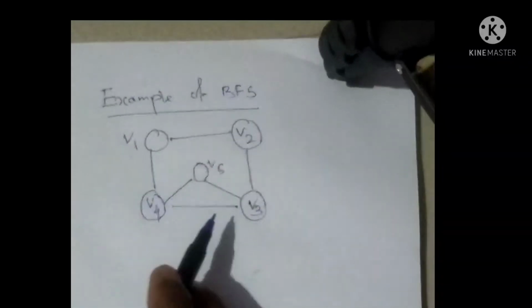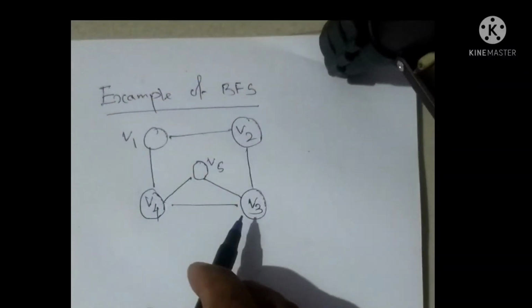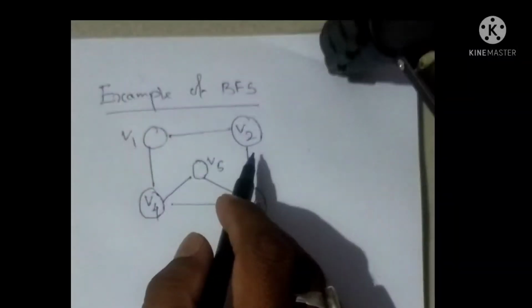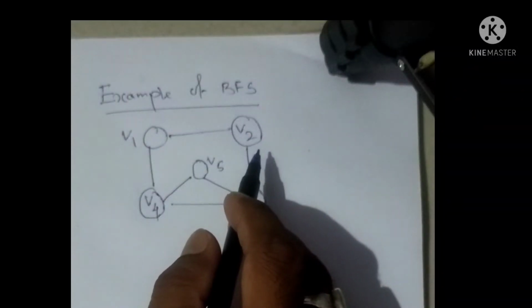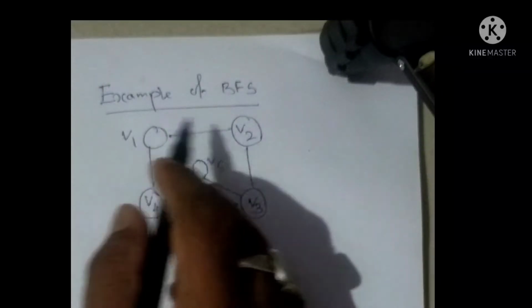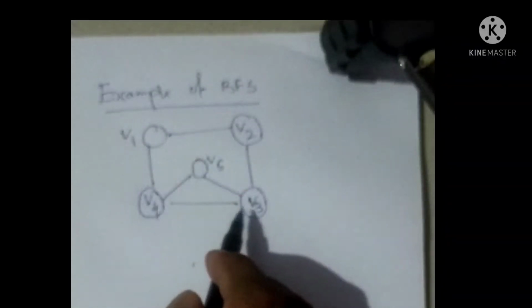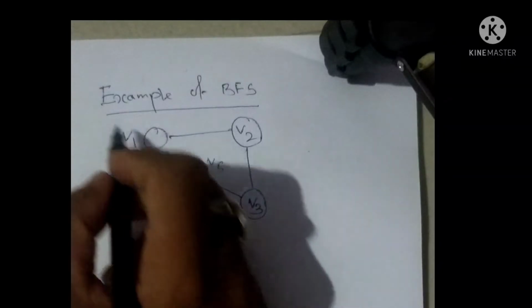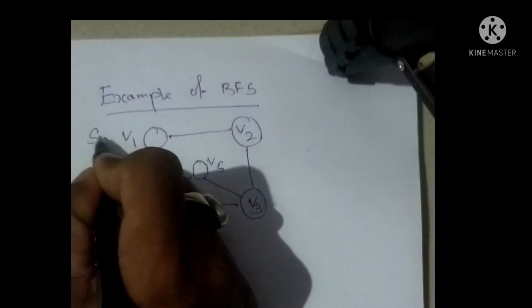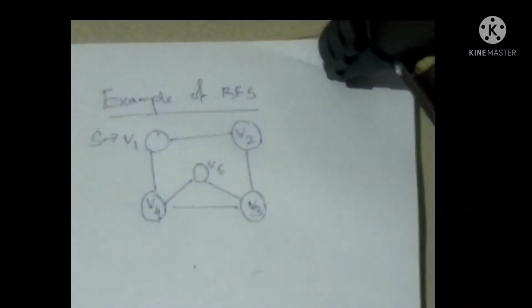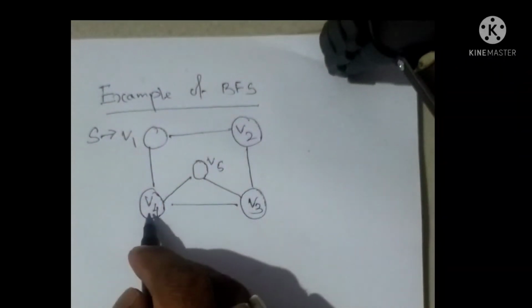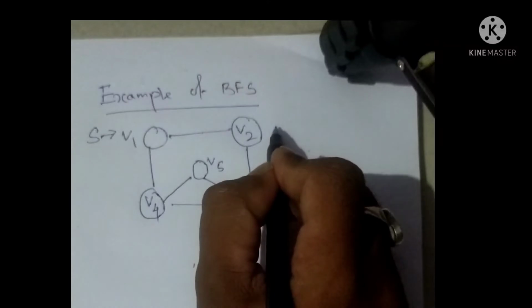So this graph is clearly visible. So what you can do here, you know that as per your BFS algorithm, we need to first paint all the vertices except the source vertex. Let's say that your source vertex is V1. Now every other vertex except your source vertex will be painted with white color.